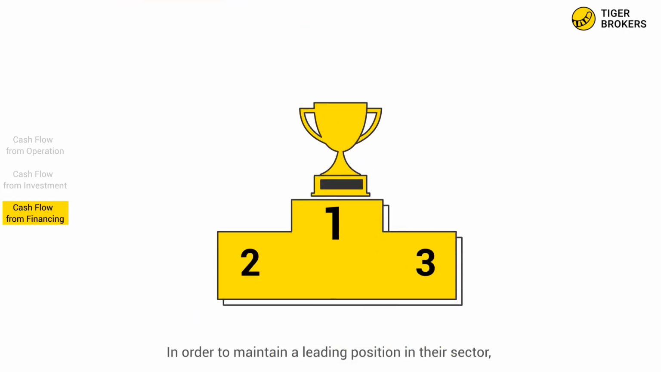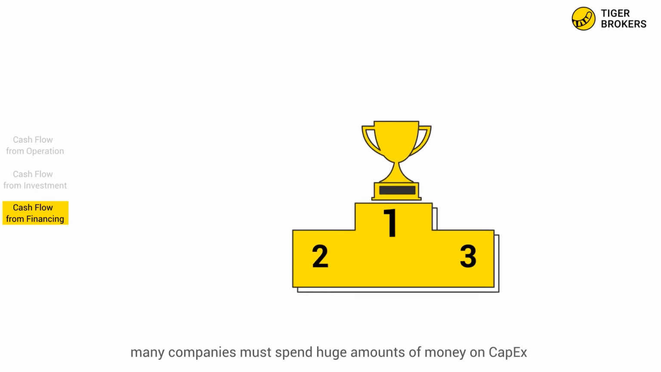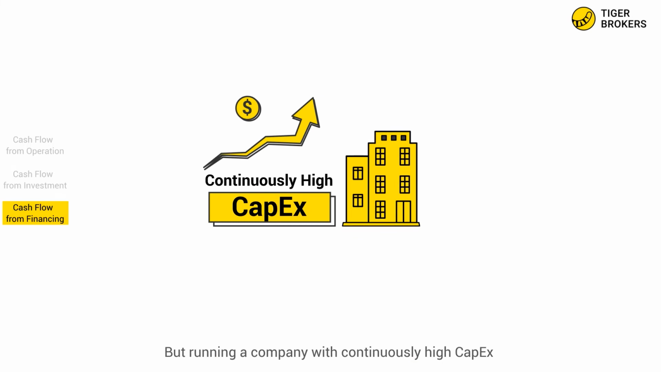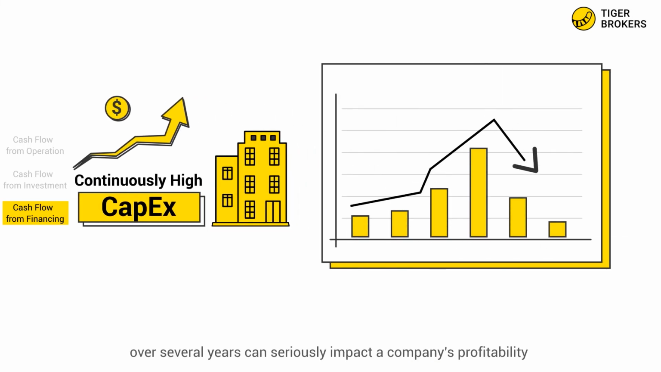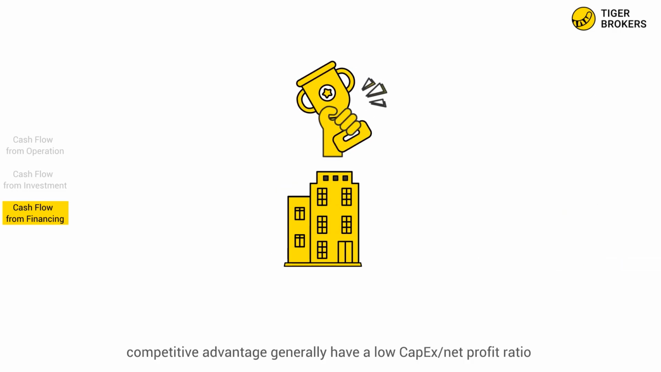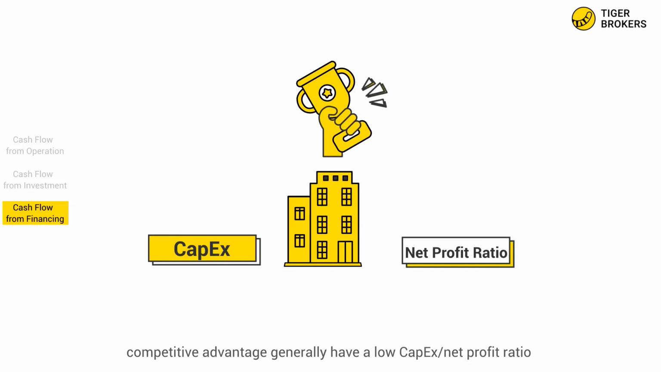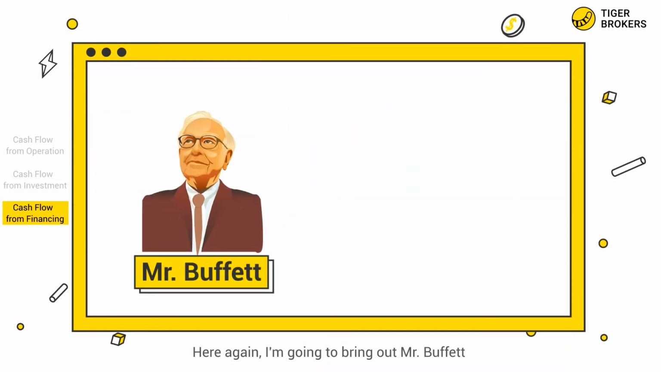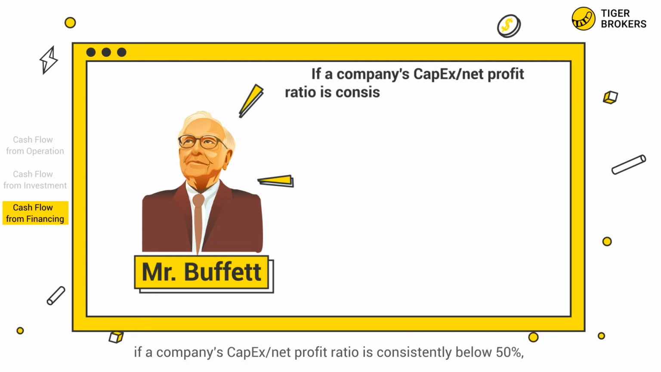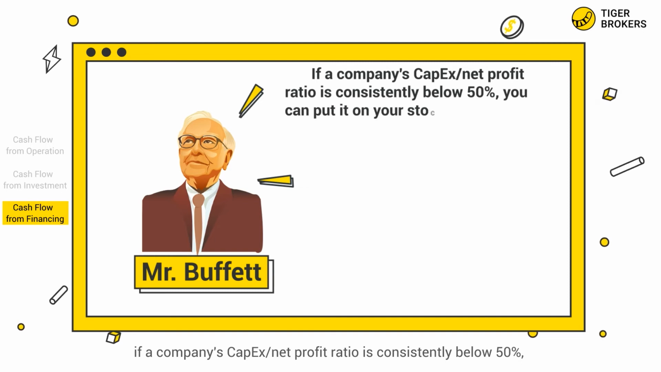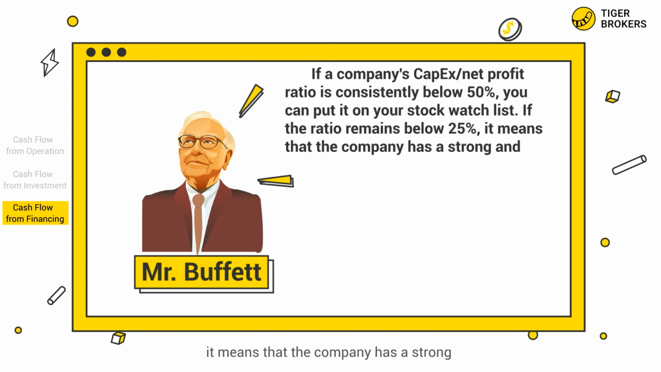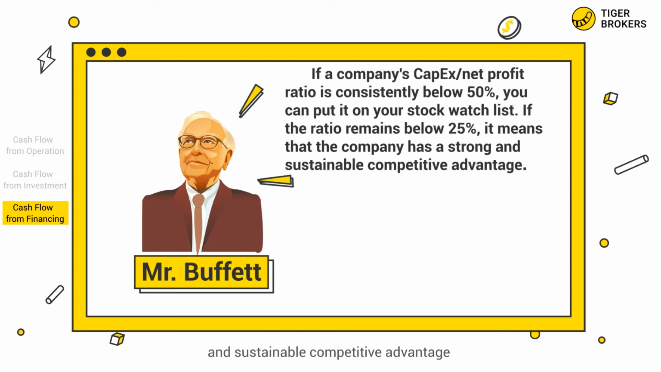In order to maintain a leading position in their sector, many companies must spend huge amounts of money on capex. But running a company with continuously high capex over several years can seriously impact a company's profitability. So, as a general rule, companies with a sustainable competitive advantage generally have a low capex or net profit ratio. Here again, I'm going to bring out Mr. Buffett. According to him, if a company's capex or net profit ratio is consistently below 50%, you can put it on your stock watch list. If the ratio remains below 25%, it means that the company has a strong and sustainable competitive advantage.